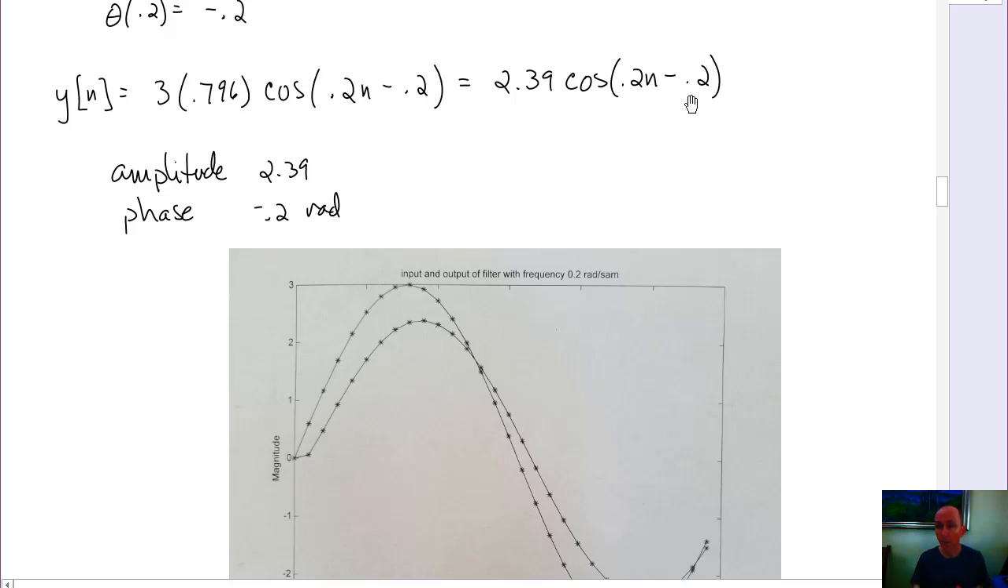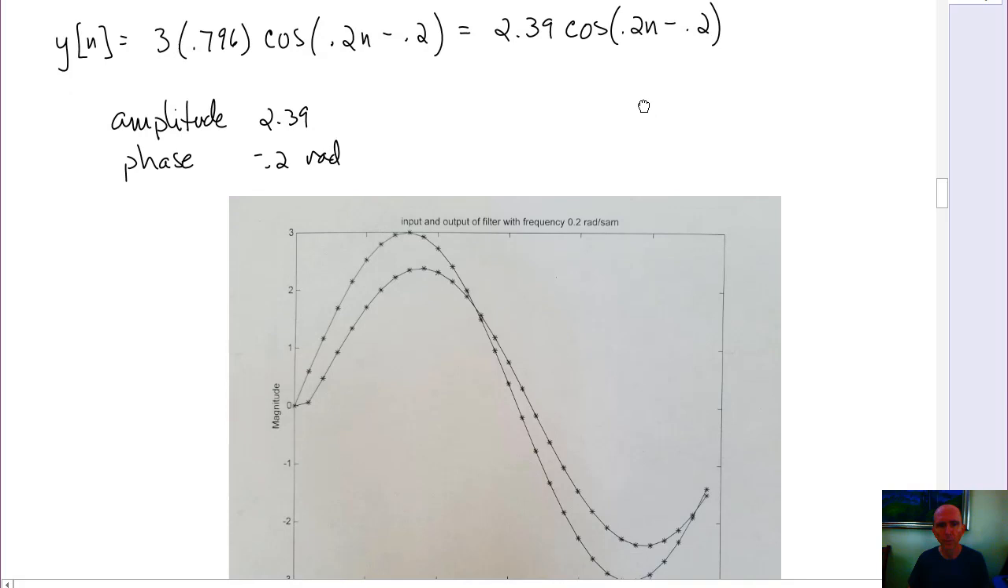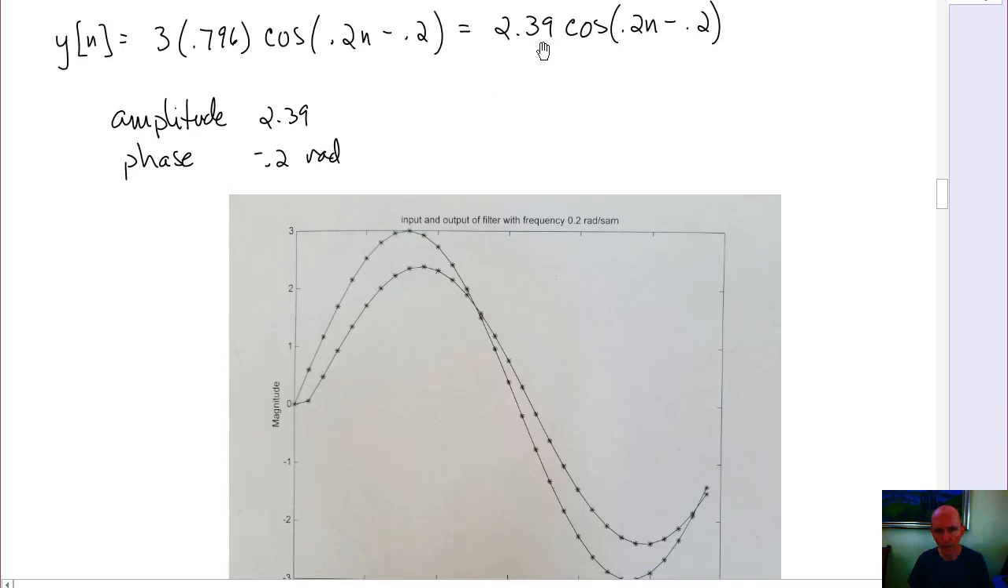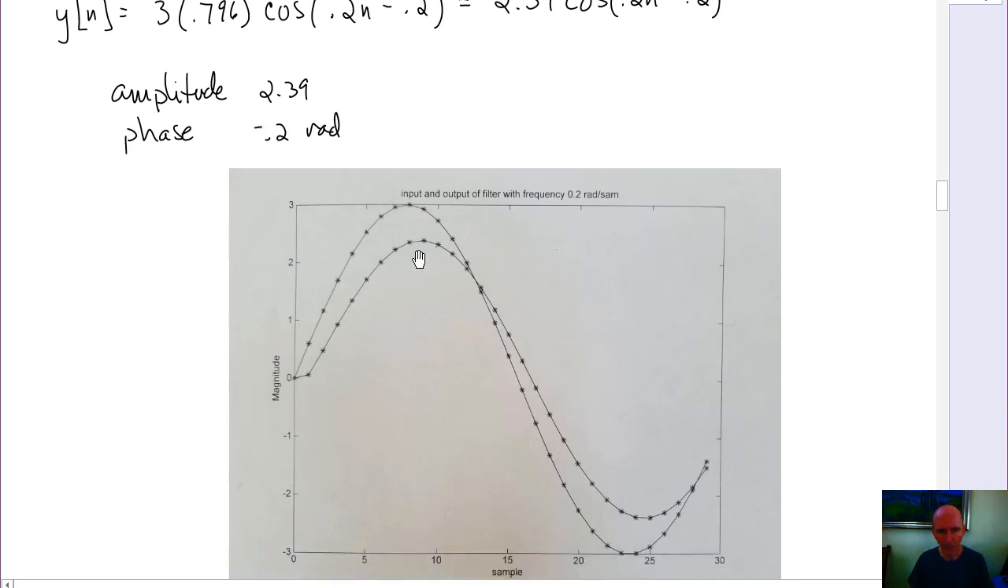If we were to actually take a cosine and pass it through this system, this is what we would get. Right? Remember, the input has a magnitude of 3, and so we see that the magnitude goes up to 3. The output, as we just calculated here, is going to be 2.39. And we can see, right, we can verify visually that this is about 2.39. The output is also going to be delayed with respect to the input. How much of a delay? It's going to be 0.2 radians delayed.